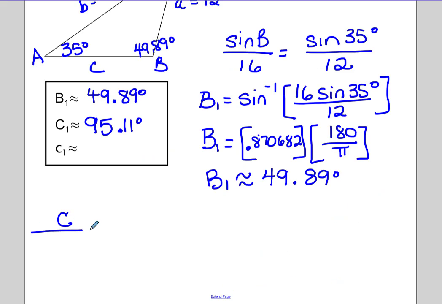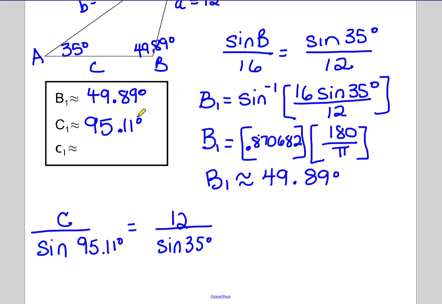So little c over its angle, sine 95.11, is proportional to what was given, 12 over sine of 35.